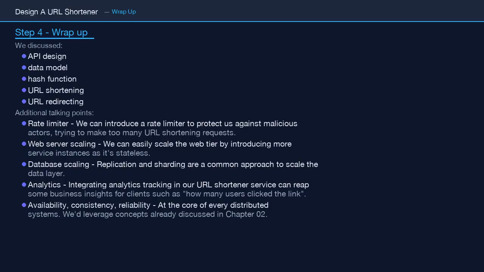For database scaling, as our URL mappings grow into the hundreds of millions, a single database node becomes a bottleneck. Replication improves read throughput and provides redundancy, while sharding distributes the dataset across multiple nodes so no single machine carries the full load.